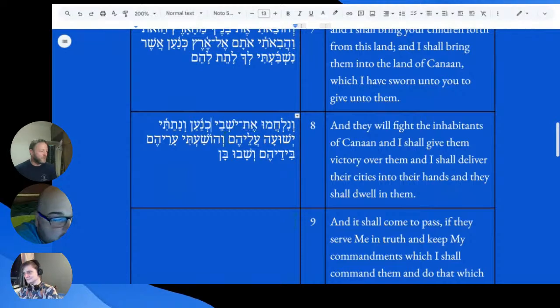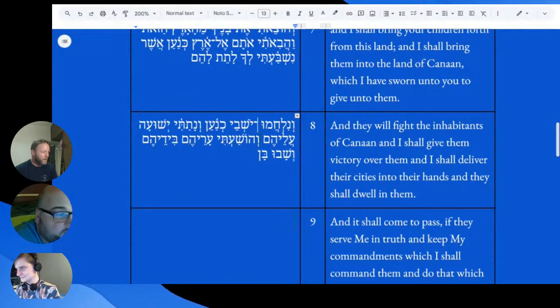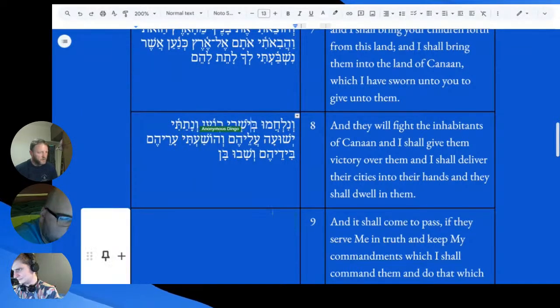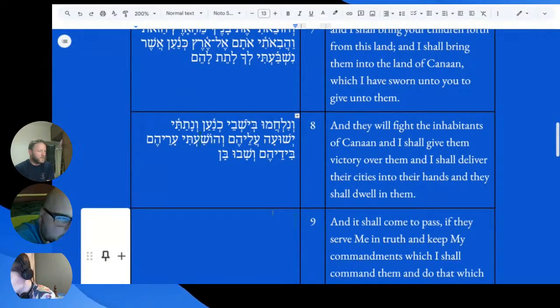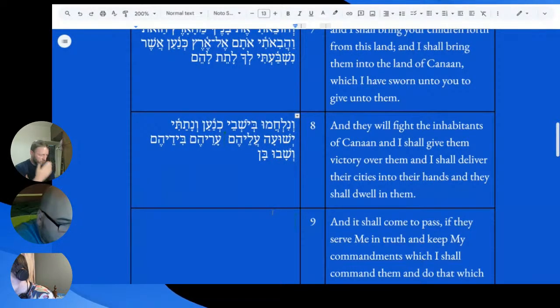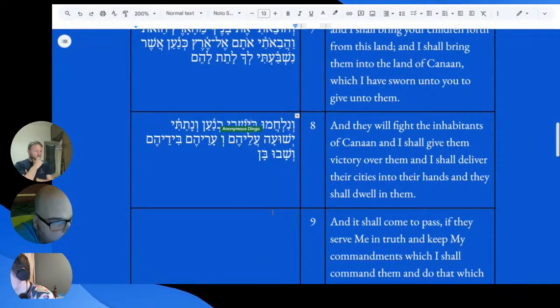Venilchamu et yoshvei Chanaan. So should I use hitzil, and so I shall deliver them? Should I use hitzil instead of Hoshati here? I shall deliver their cities, vehitzalti et arehem. Deliver here is to give. This means I will give their cities. It can be either lasim or latet. Oh, okay. So it's natan for both. Okay. Or, I mean, could be. For the sake of variety, I'll use some.